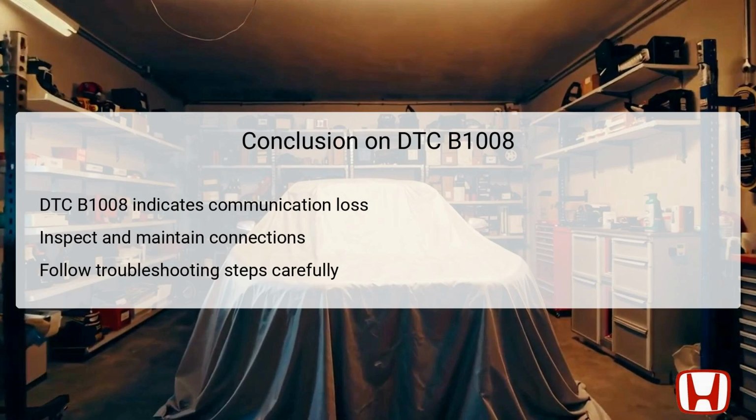In summary, DTC B1008 highlights a communication loss between the Multiplex Integrated Control Unit and the Gauge Control Module in Honda Civics manufactured between 2006 and 2011. Understanding the roles and locations of these components is key to effective troubleshooting. Throughout the diagnostic process, careful inspection of connections, battery health, and error codes is crucial to identify the source of the problem. Following the outlined troubleshooting steps can help ensure accurate diagnosis and repair of the vehicle.